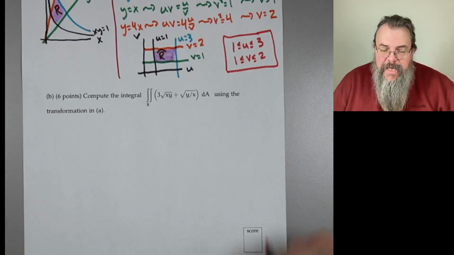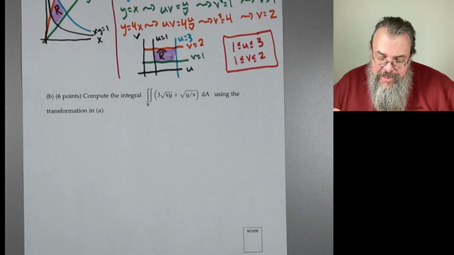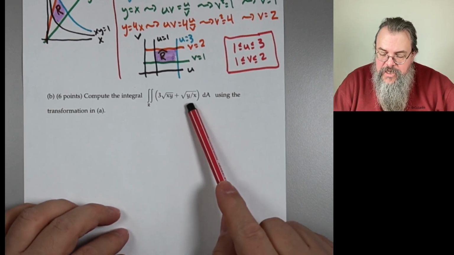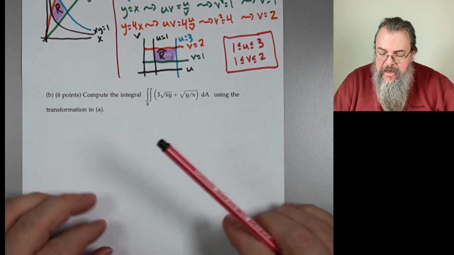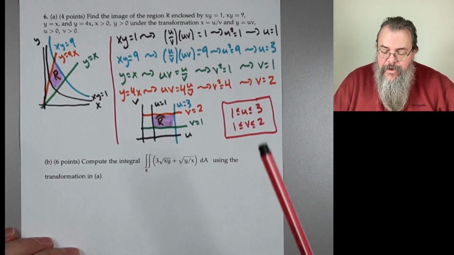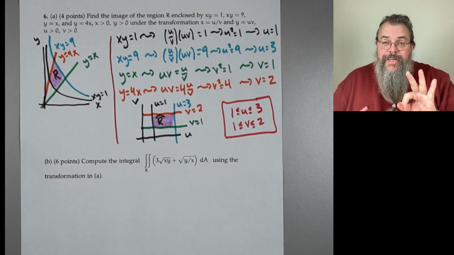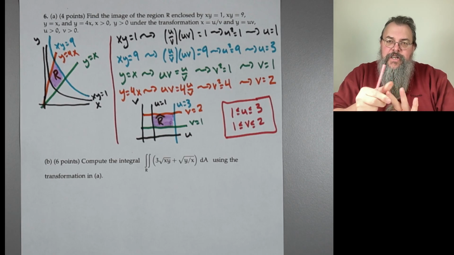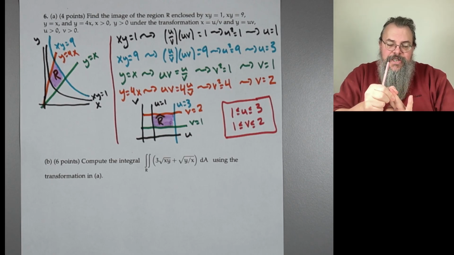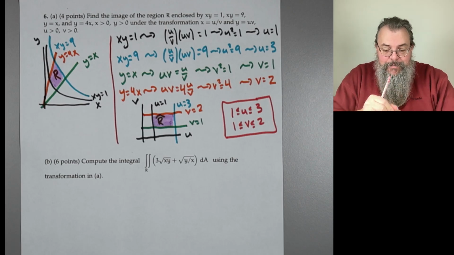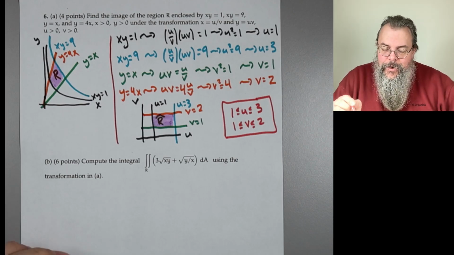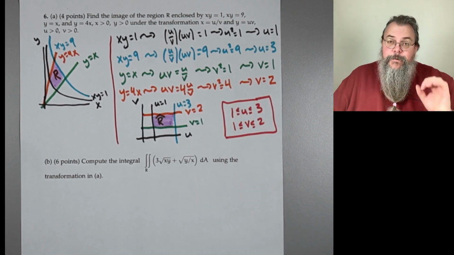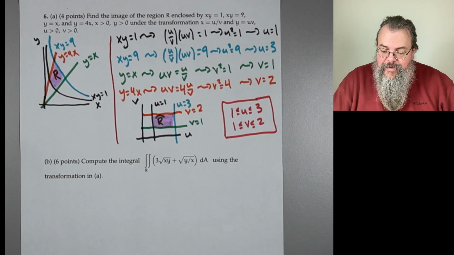That leaves us with part B. Compute the integral over our region R of this function using the transformation in A. Okay, so the good news is we've done one of the three things. So every integral has three parts. There's the function, there's the region, there's the breaking things up. Now, we have the region. Let's talk about the breaking things up.